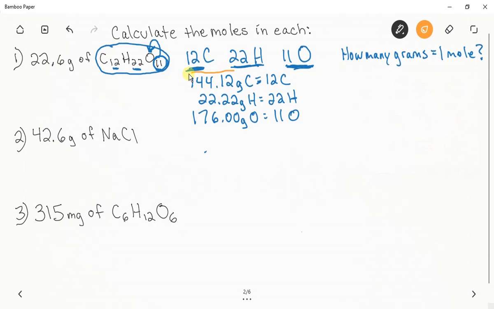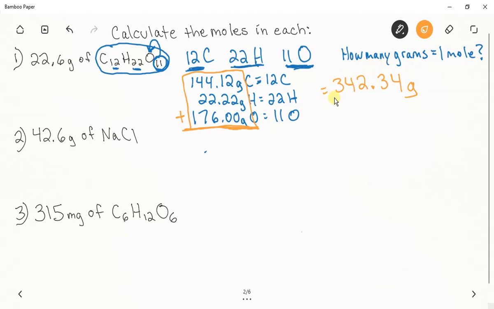Now we just need to take these grams that we found out is equal to the moles of the elements that we need, and we just need to add them together. So if you take 144.12 plus 22.22 plus 176, you end up with 342.34 grams.